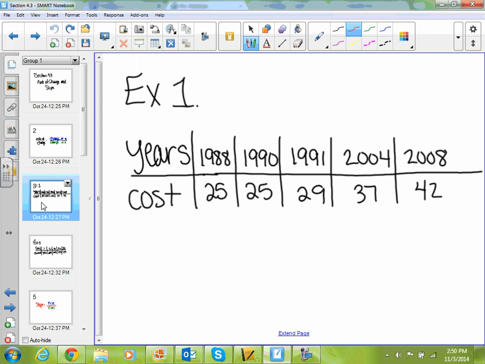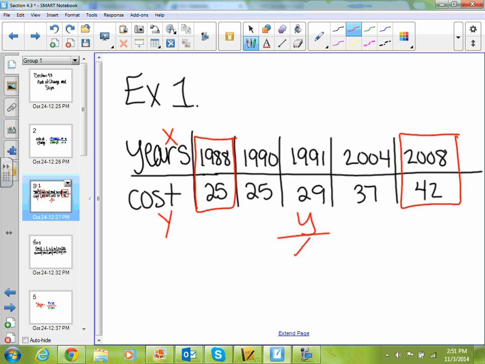Alright, so if we look at example 1, we're talking about years and cost. So remember, our top value is always our x value. Our bottom value is always our y value in our table. And we want to find our rate of change. So I'm going to take my first number and my last numbers, and I'm going to find my rate of change. And your rate of change is always y divided by x.